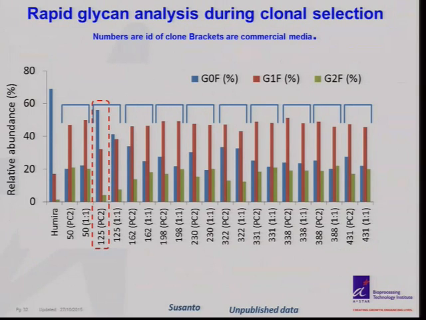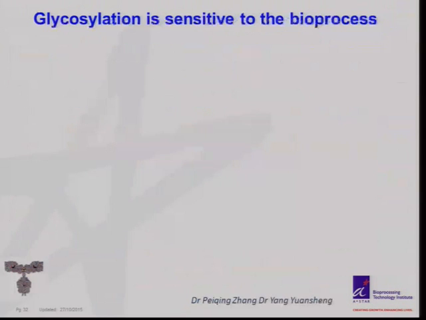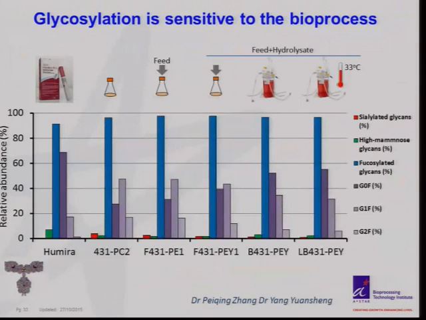So what this is helping us to do is to say, well, it's not worth looking at any of these clones because none of them can produce glycosylation like Humira, but we might persist with this one because at least this is reasonably close. So this is an important thing to be able to do when you're developing cell lines. And also, glycosylation is sensitive to the bioprocess.